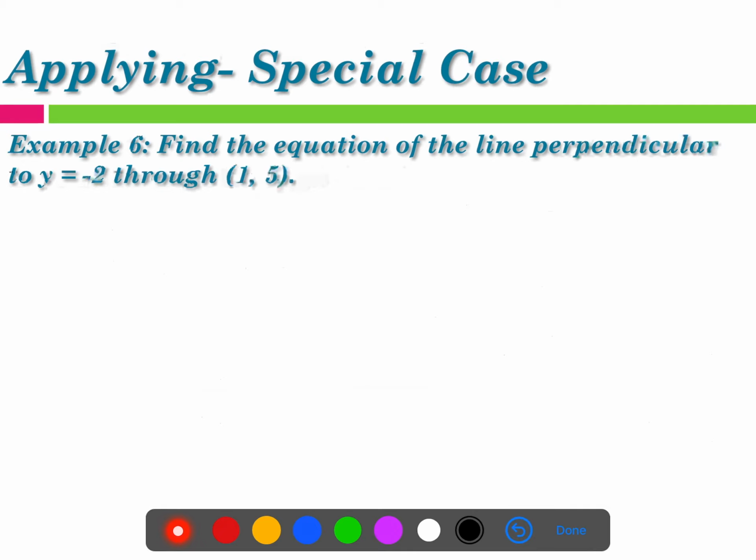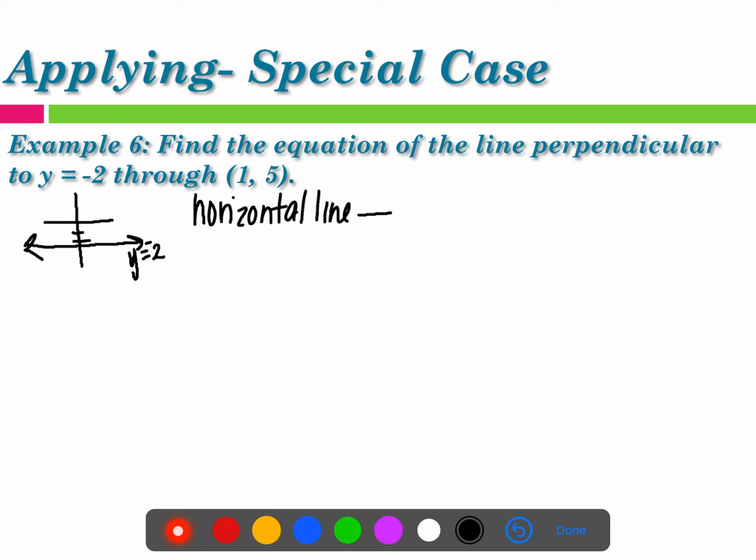Okay, so here's one more. Find the equation that is perpendicular to y equals negative 2. Pretend that went through. This is the graph of y equals negative 2. So this is a horizontal line. So we need to remember the horizontal line has a slope of 0. So perpendicular slope to that would be undefined.